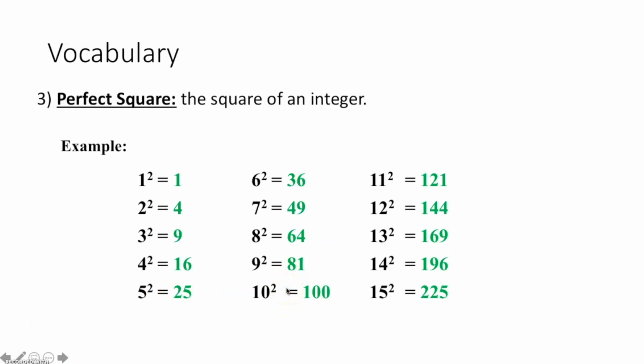The next vocabulary term is a perfect square. That is the square of an integer. Here, all of the green numbers represent perfect squares. You can tell they're perfect squares because they're equal to an integer squared. Here you only see the natural numbers, but we could have -1 squared, -2 squared, -3 squared. They would still equal these numbers in green. So you will be responsible for memorizing the perfect squares from 1 to 225. You need to memorize each of these perfect squares. We will use those when we talk about simplifying radicals later on.